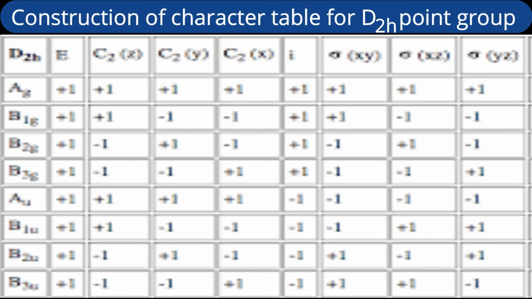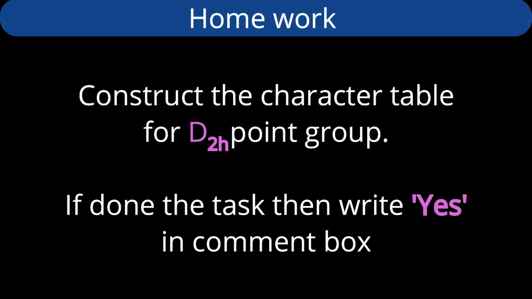All construction of character tables we did. Now as homework, we have studied in detail the construction of C2v and C3v point groups. I informed you of the write-up process also. Now I want work from you. You have to do the write-up. You have to perform the work to construct the D2h point group stepwise. And if you completed the task, then just write a comment in the comment box as yes, I got time.